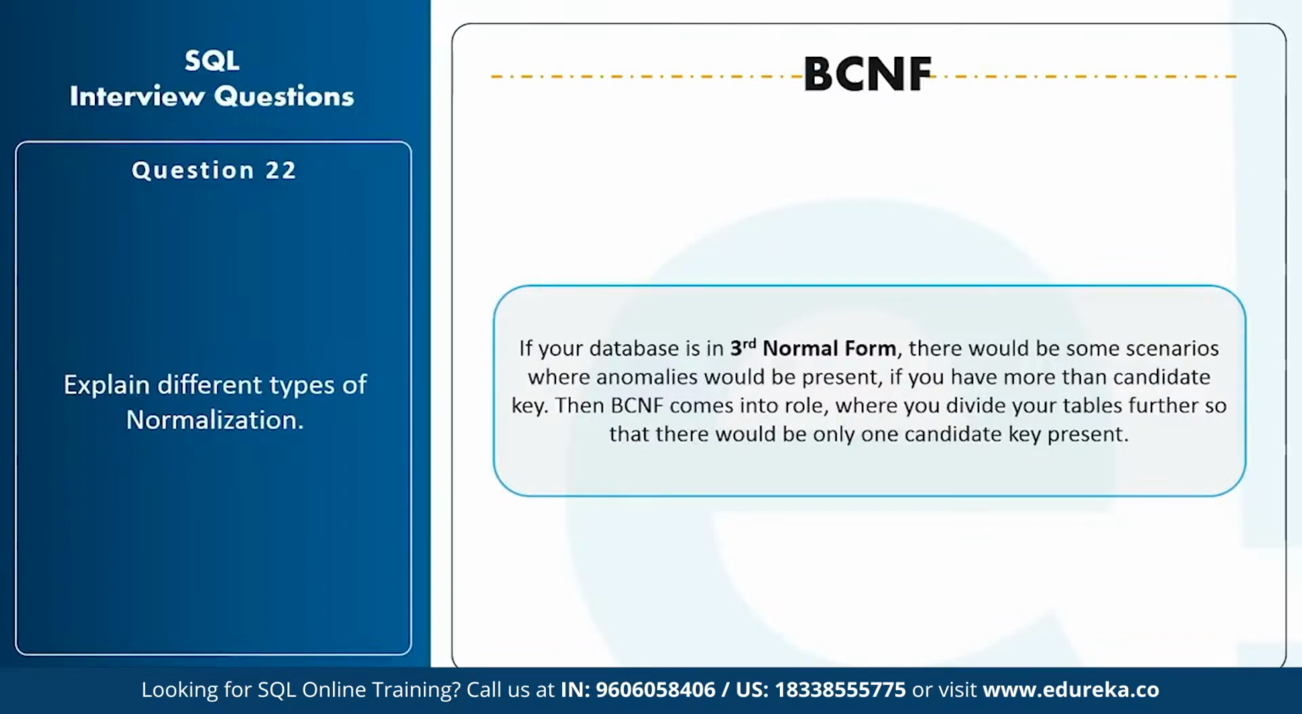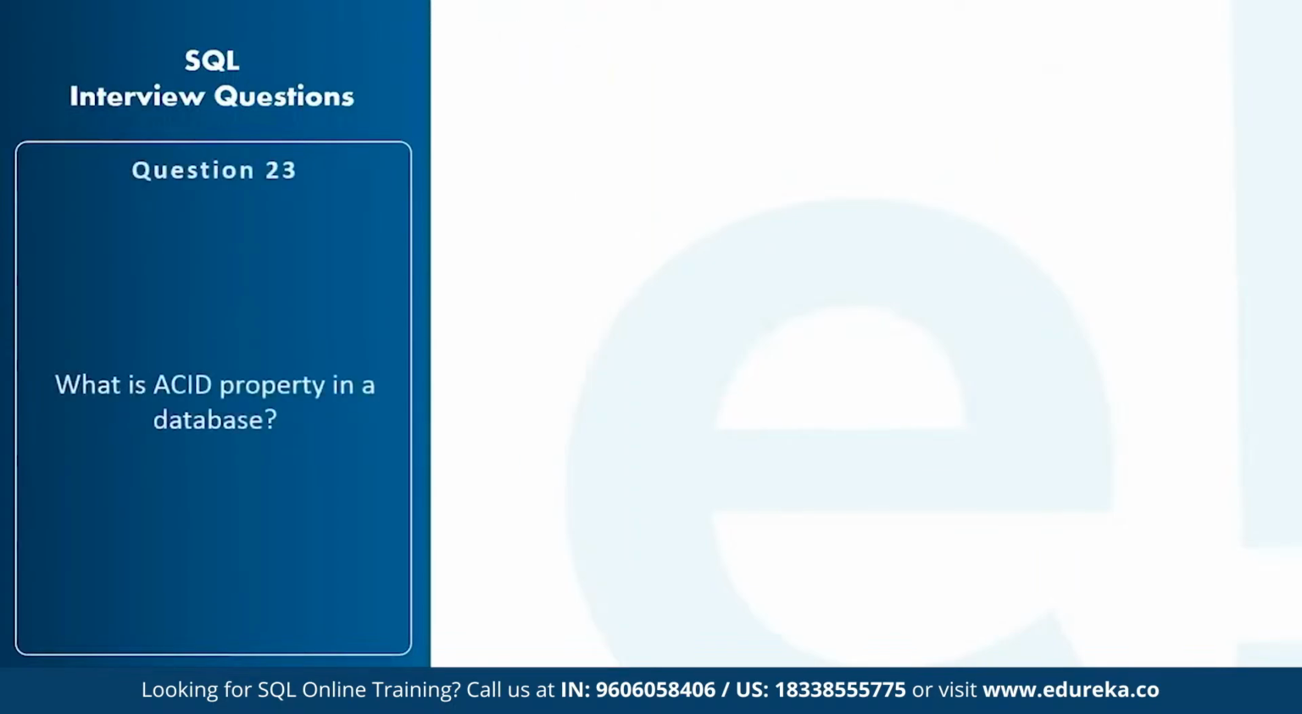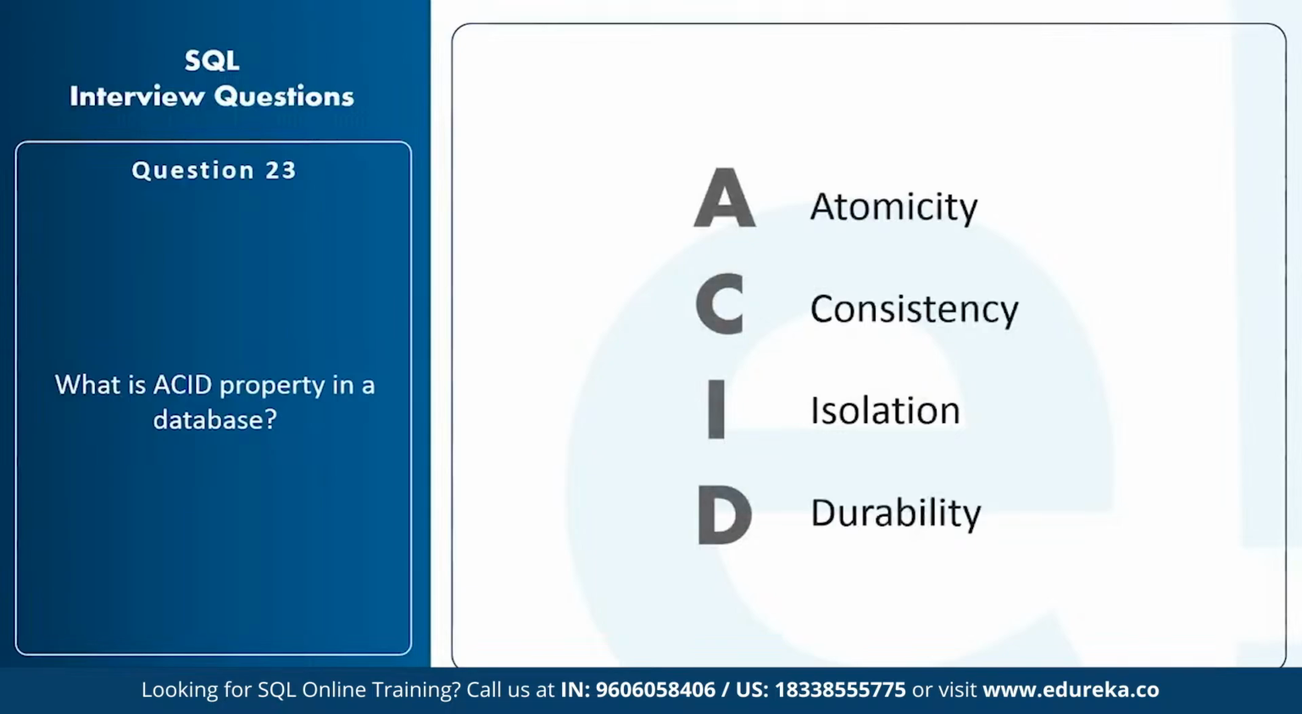Now let's move forward to our next question, that is, what is ACID property in database? The ACID property stands for atomicity, consistency, isolation, and durability. It is basically used to ensure that the data transactions are processed reliably in a database system. So if you have to define ACID property in a database, then you have to define all these terms individually. A stands for atomicity. Atomicity refers to the transactions that are completely done or failed, where a transaction refers to a single logical operation of data.